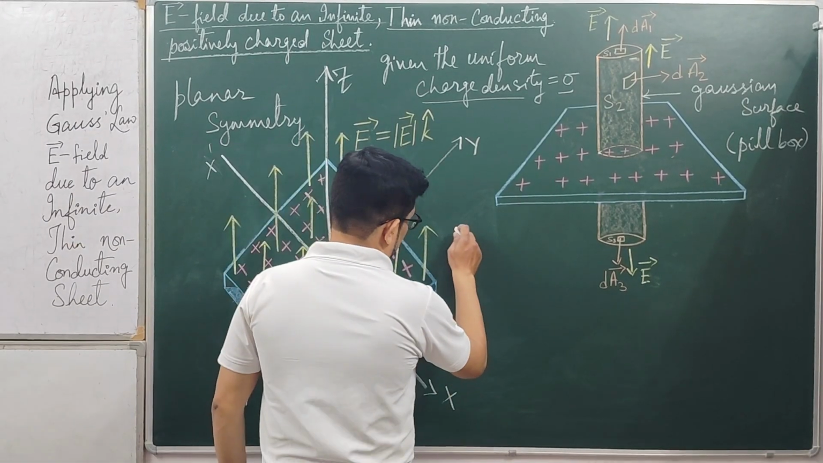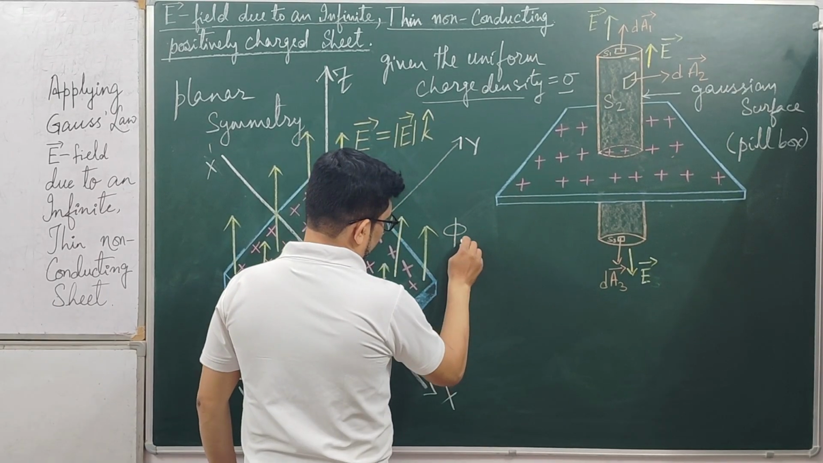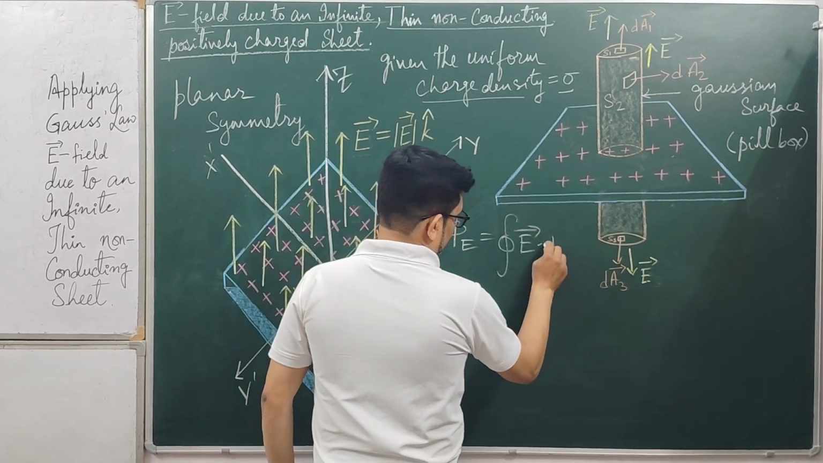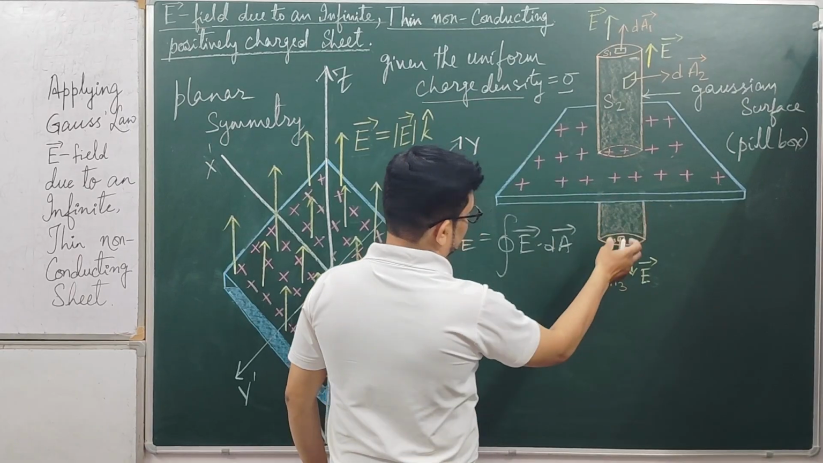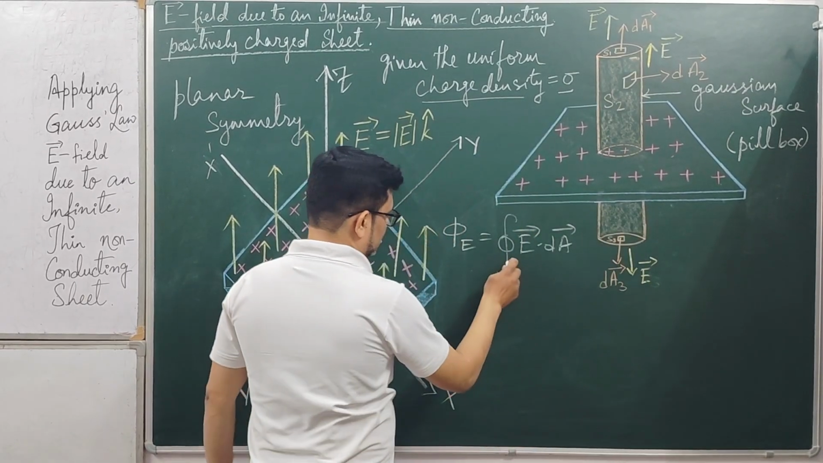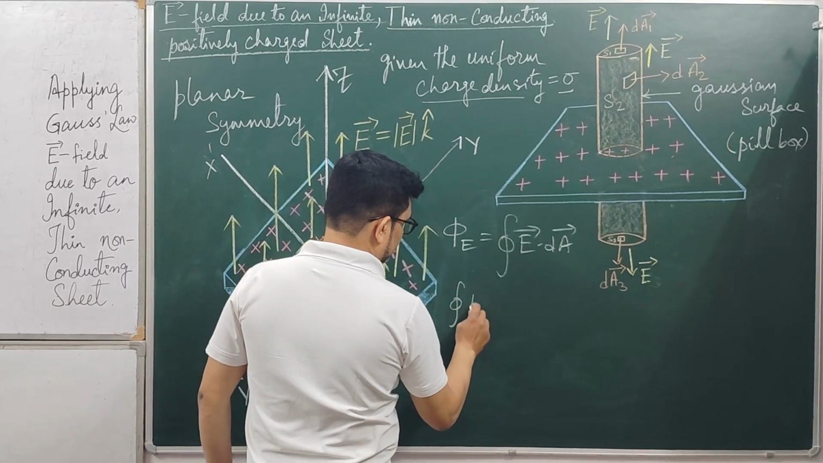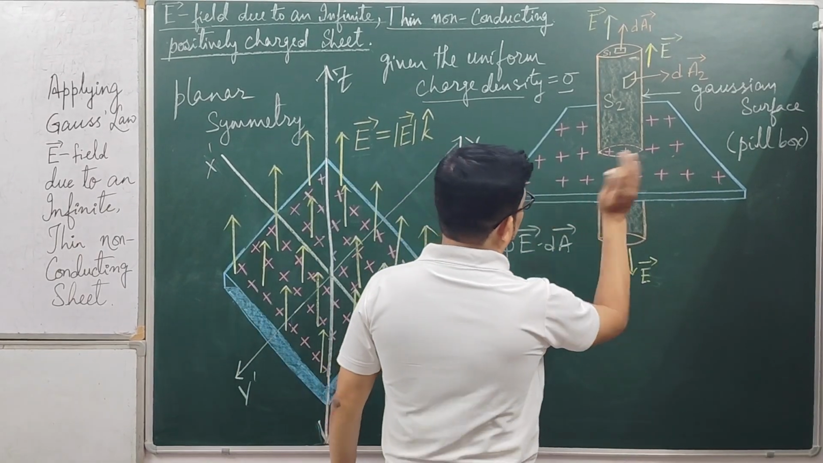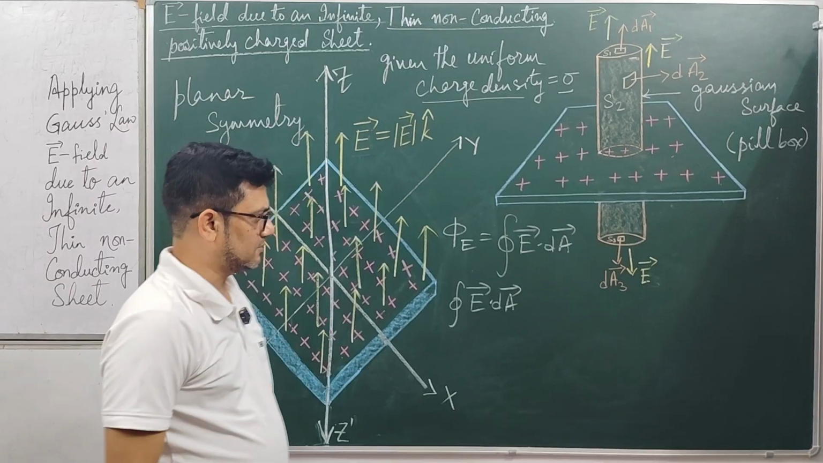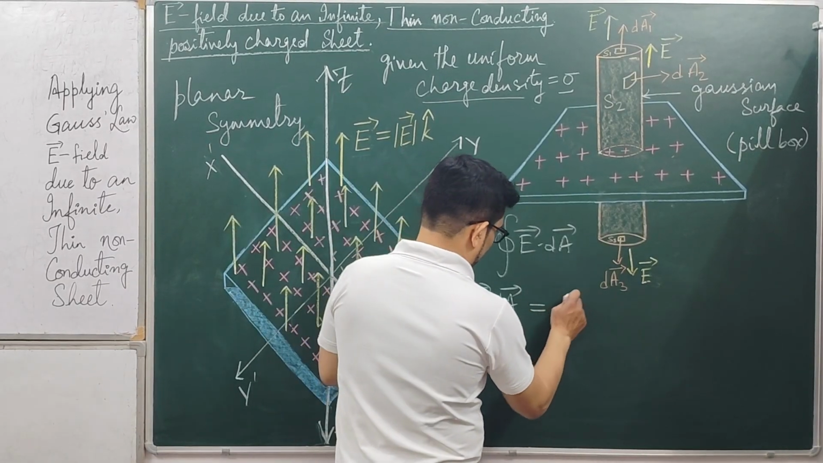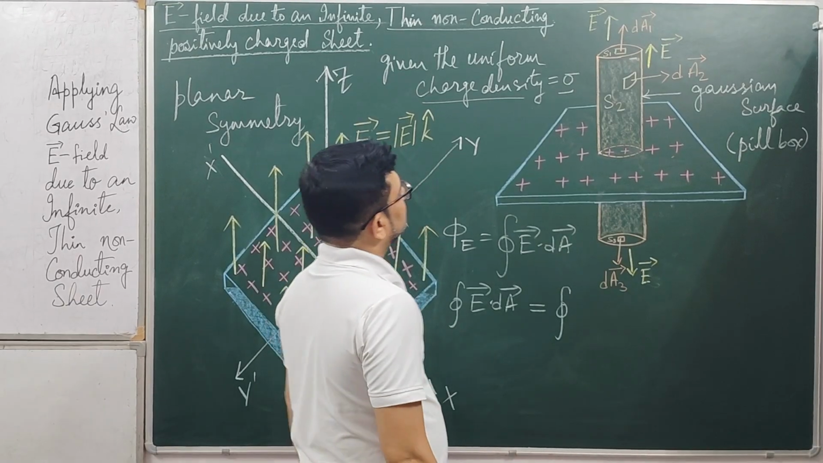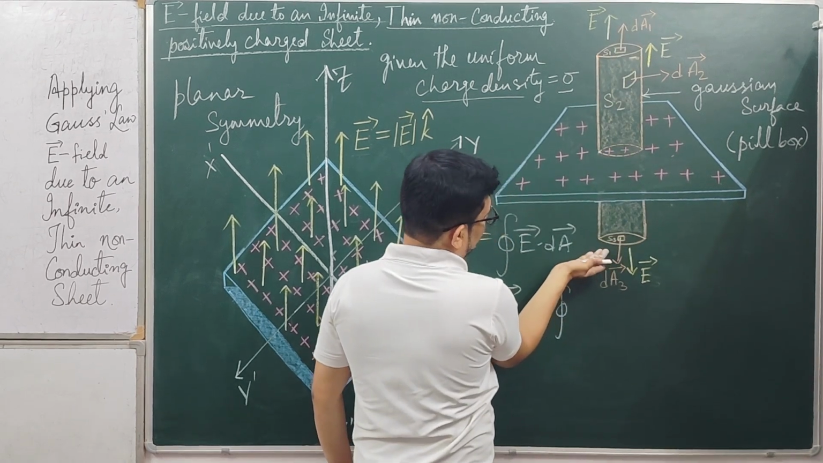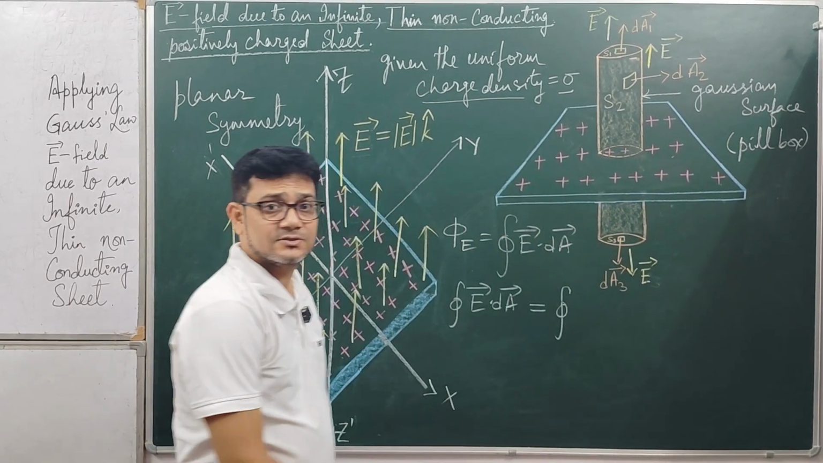So if you want to find the net flux, the net electric flux is going to be integral E dot dA. This integral is over the entire closed surface. If you want to find what this closed surface is made up of, it has three regions. One is the curved one and the other two are flat surfaces. For our convenience, we have taken this flat surface as S1, suppose the bottom one is S3, and the curved one we have denoted as S2.